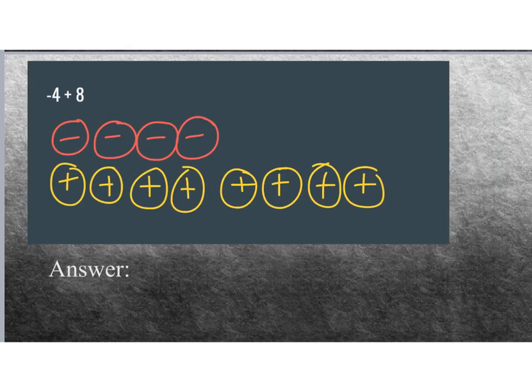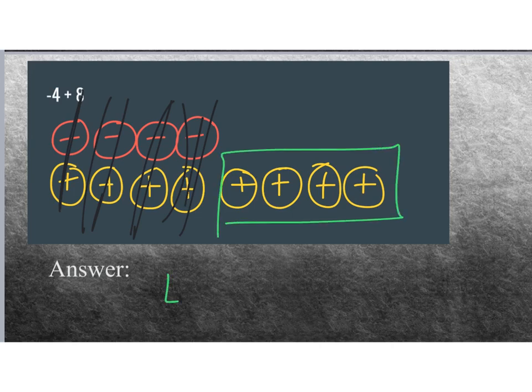Okay, for this next one, I've got my -4 chips up top for my first integer, and my +8 chips down below for my second integer. When I cross out my 0 pairs here, 1, 2, 3, 4, I am left with my final answer, which is +4. So my answer is 4.